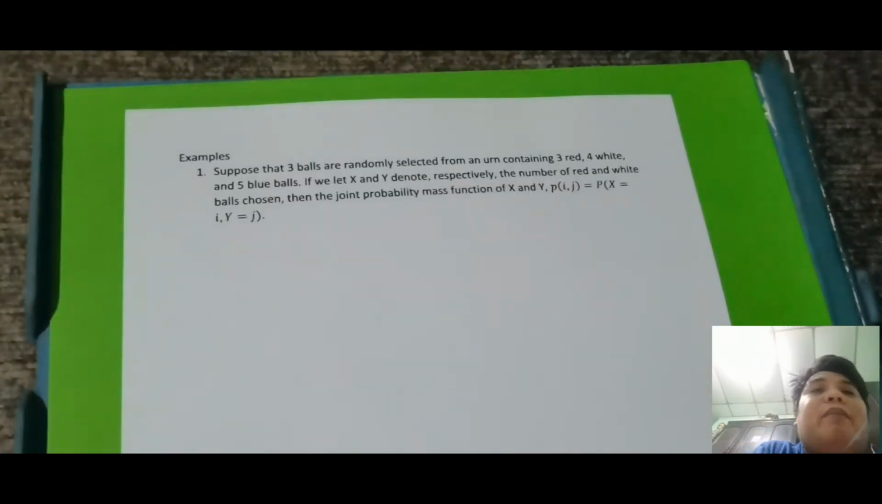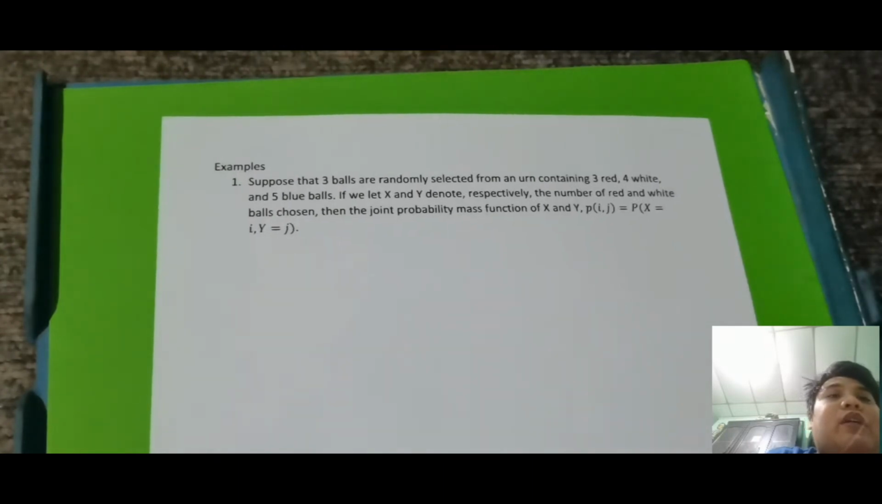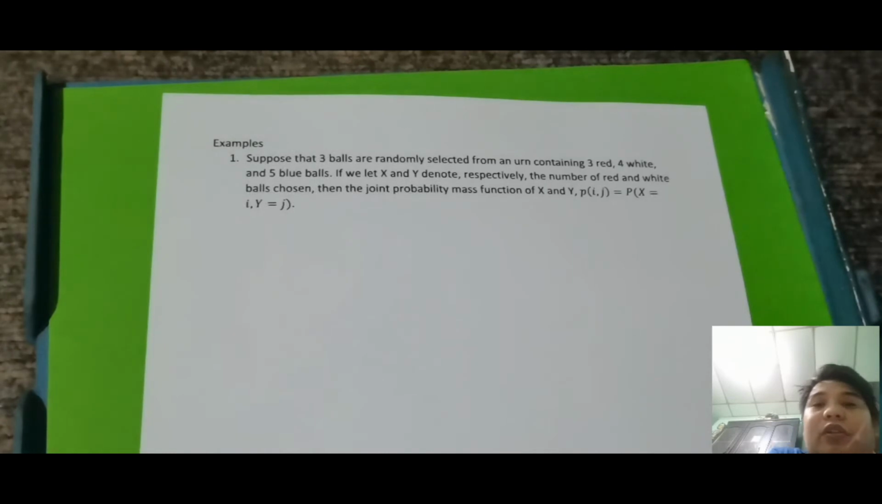So now, suppose that 3 balls are randomly selected from an urn containing 3 red, 4 white, and 5 blue balls. So again, meron tayong 3 red, 4 white, and 5 blue balls. So if we let x and y denote respectively the numbers of red and white balls chosen, then the joint probability mass function of x and y, p of i comma j, is just equal sa probability ng x is equal to i, comma y is equal to j. Okay, so ito yung gagawin natin na probability mass function.